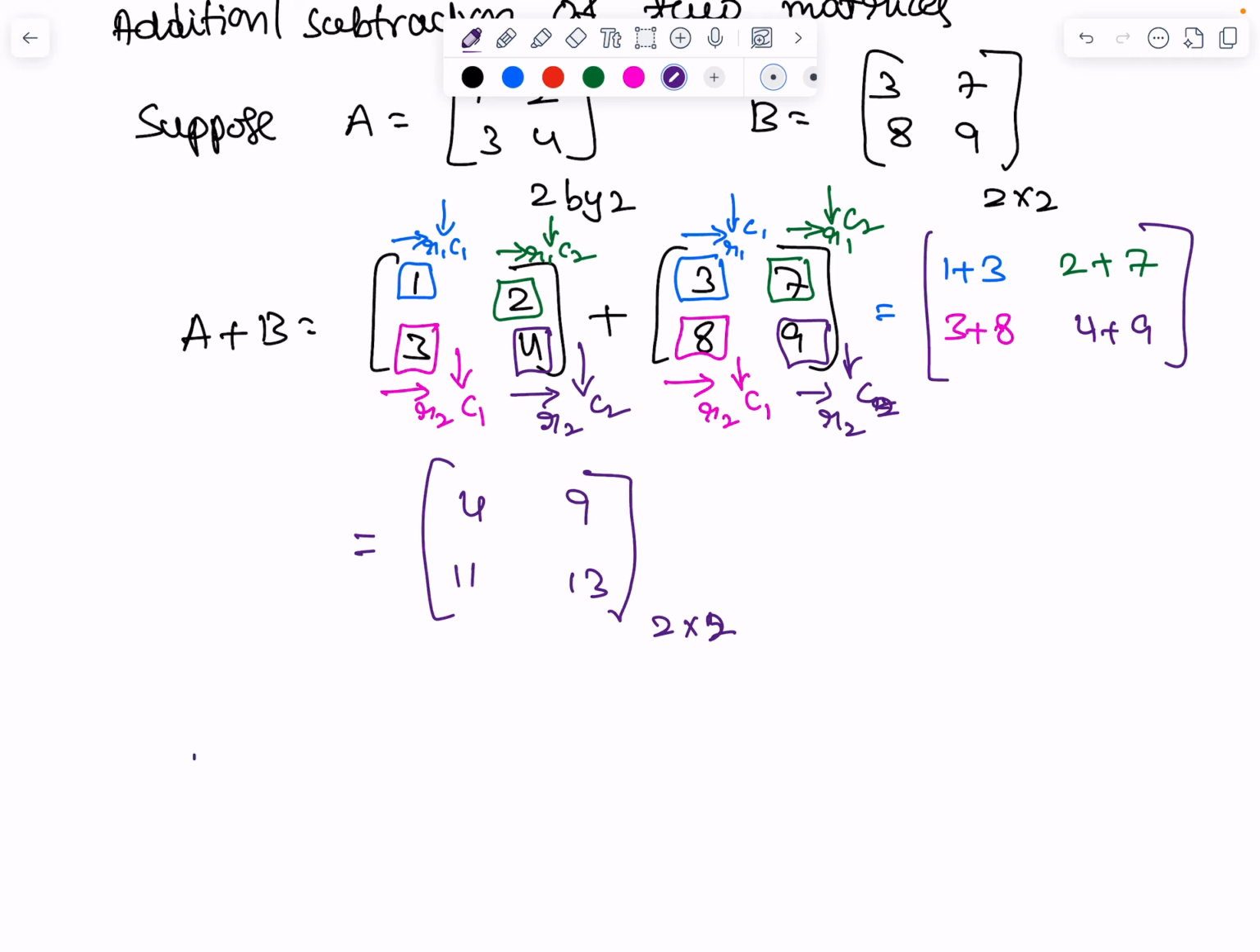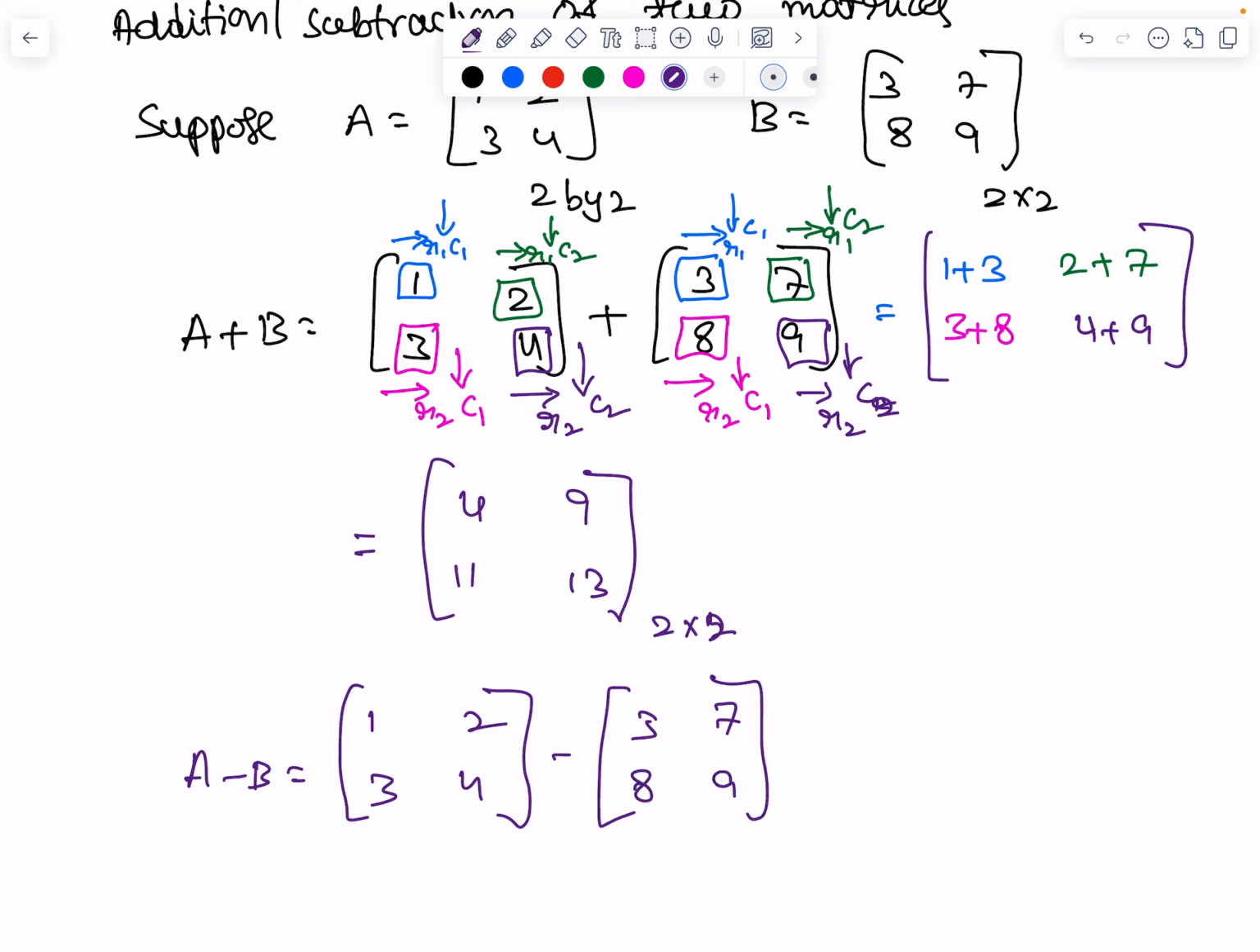Secondly, I am trying to find A minus B. Same matrices A and B, now subtraction. I am trying to understand how to apply that. It is again element by element, of course, with respect to the position. What is the position of these entries? The position of this one and this one is row 1 C1. This is also row 1 C1. Therefore, 1 minus 3, because A comes first. This is A and this is B. Therefore, A element is placed first and then B element is subtracted from A.